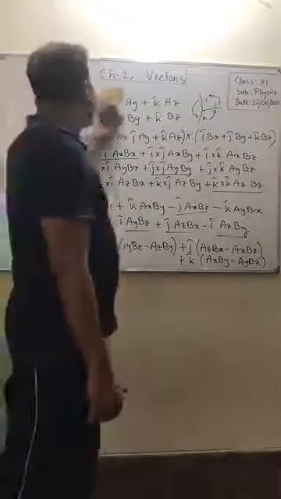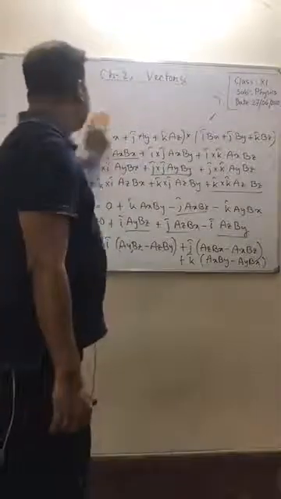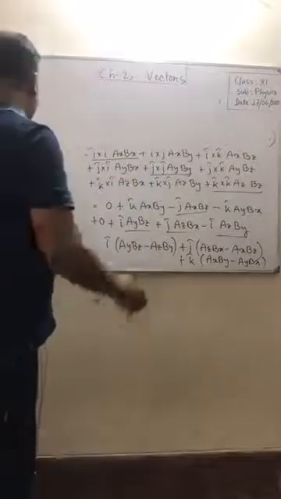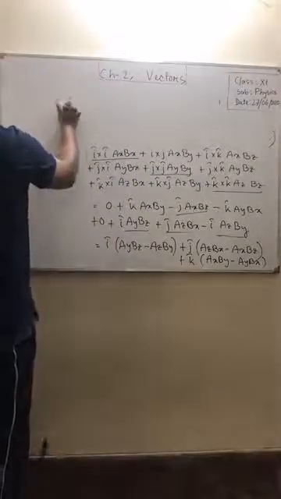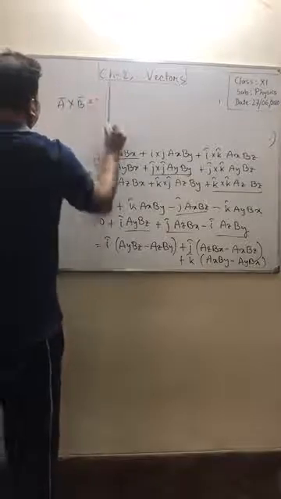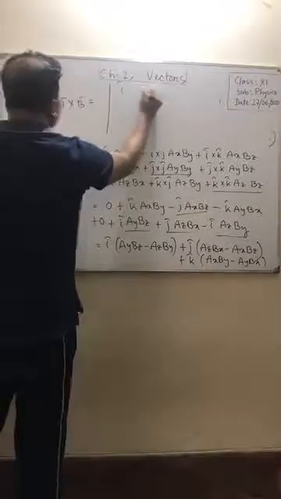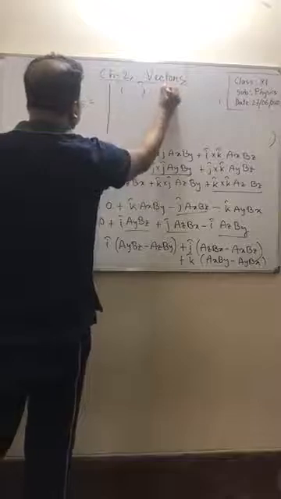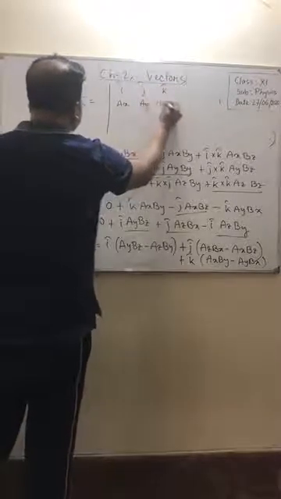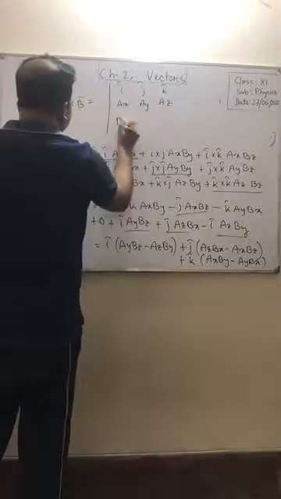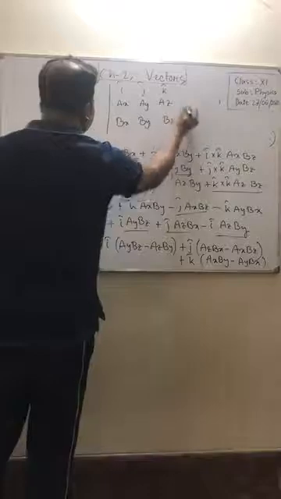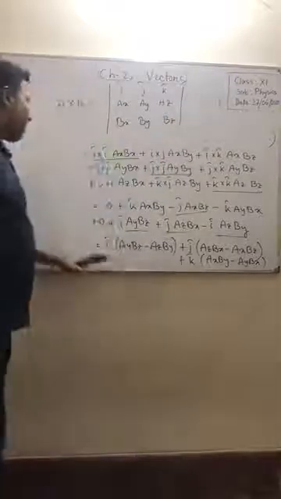I wipe out the top something. Okay, just the top one. The whole thing comes in like that. A cross B, you put it in a matrix form: I, J, K, AX, AY, AZ, BX, BY, and BZ. That comes like that.